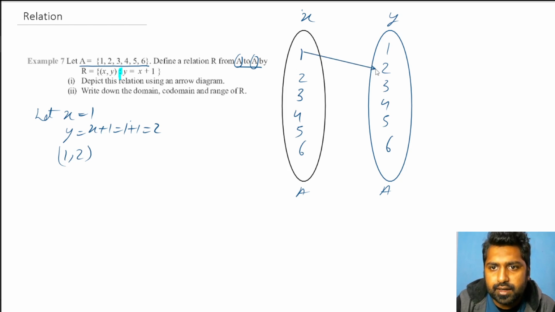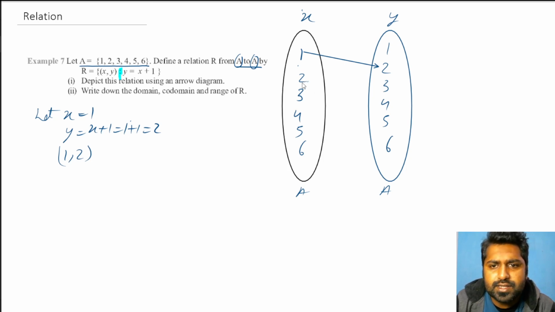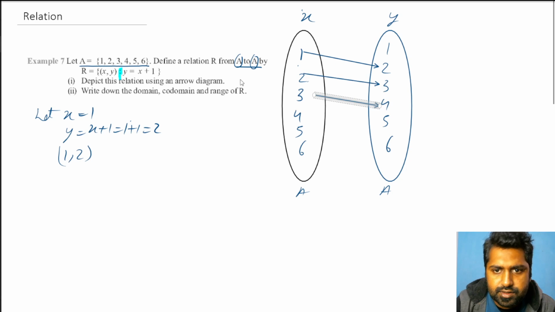So I'll show with a diagram like this, that 1 is being related. This is called arrow diagram. Similarly, I have to judge for all the possible values of x. So let's keep on judging. Now this time I will not write it, I'll just do this orally. So for 2, if x is 2, y will be 2 plus 1, that's 3. Similarly, if x is 3, y will be 4. If x is 4, y will be 5. If x is 5, y will be 6.